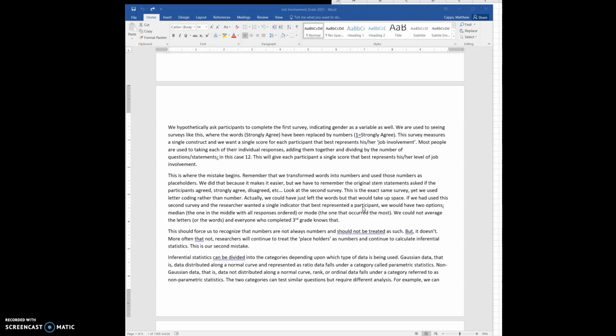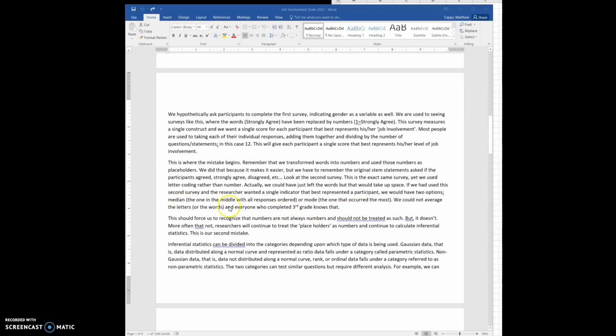If we used the second survey and we wanted a single indicator, the best representative participant, we could have two options. We could choose the median, the one in the middle with all the responses ordered, or the mode, the one that occurred the most. We cannot average the letters of the words, and everybody knows that. We've known that since third grade. You can't add words together and divide by how many words you have and it tell you anything. You have to use a different measure of central tendency.